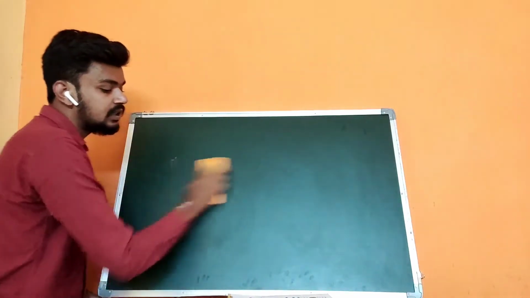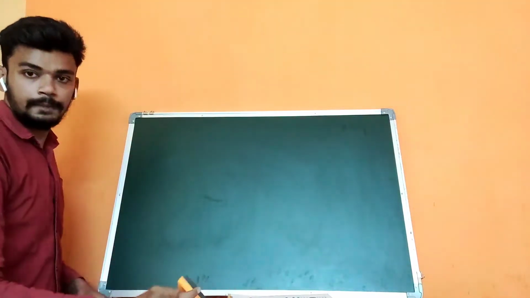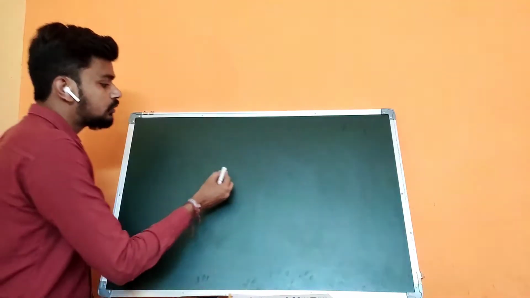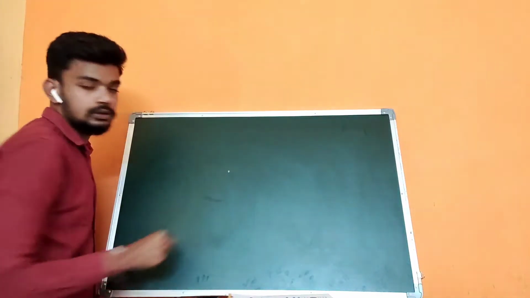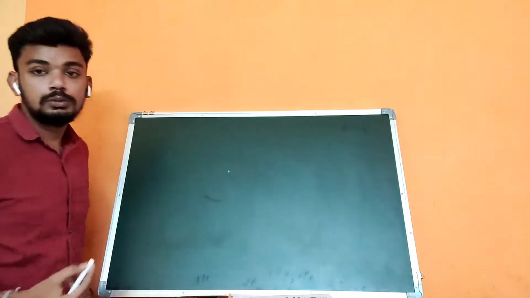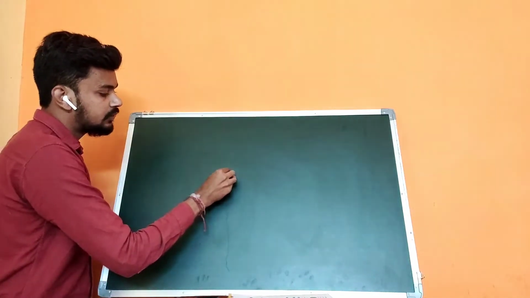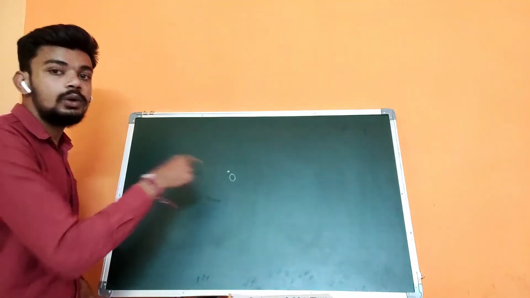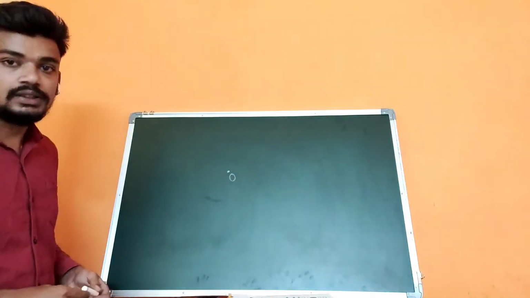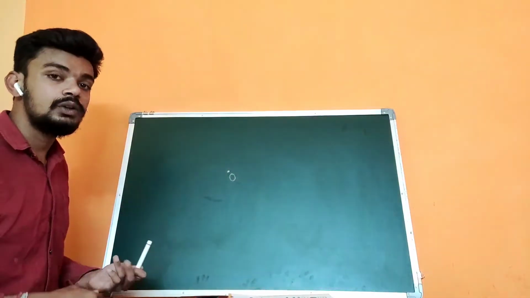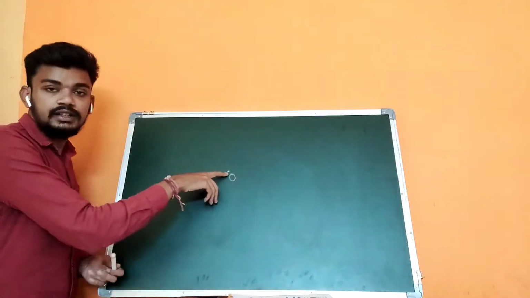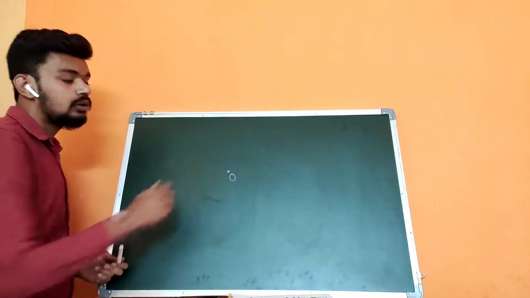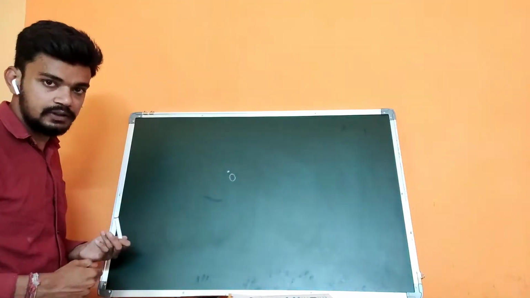Then, in the second step, you have to take one point on the page. I am taking it on the board, say for example this point as A, and that is the center of the circle. And I will tell you how you can do it. Initially you have to take the center. You have to take the center of the circle first. Right?